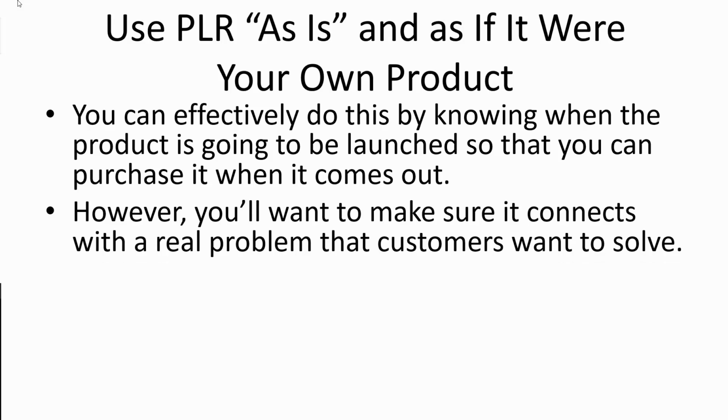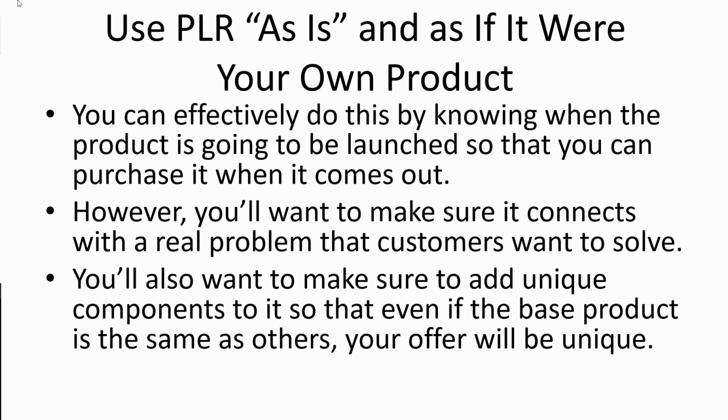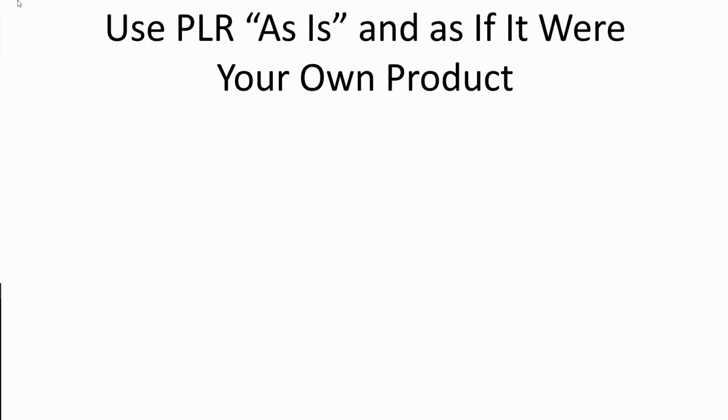Now, obviously, you're going to want to make sure it connects your customers to a real problem that they're having or one that they want to solve. And when you do that, what you're doing is tailoring the PLR product to meet a particular need, or angling it or slanting it so that it's talking about something that they really do have an interest in. And to do that, you're going to want to make sure that you're adding very unique components so that even if the base product all by itself is going to be the same as others are selling, your offer is still going to be unique because you're still adding those unique aspects, unique components, and you are pushing it toward a particular problem that you know they're having.